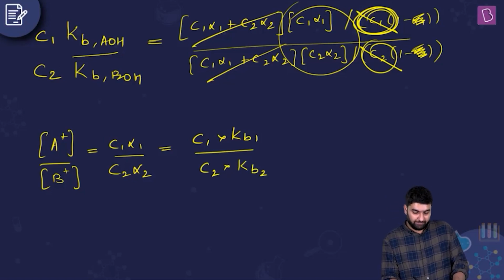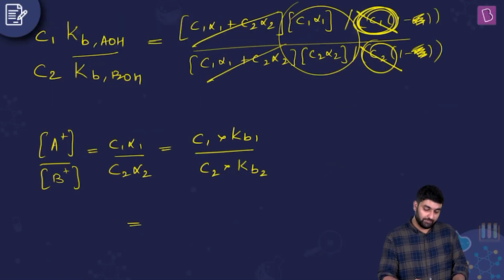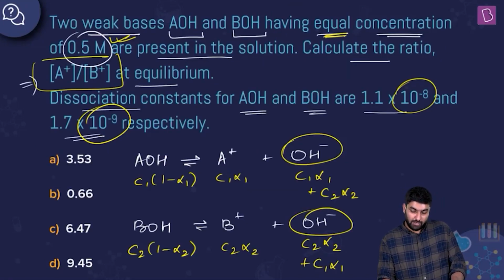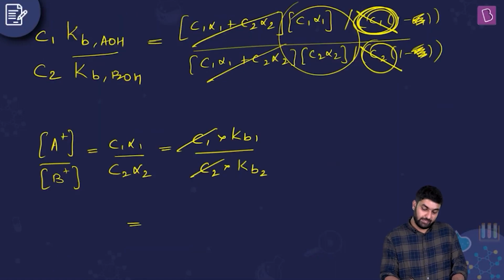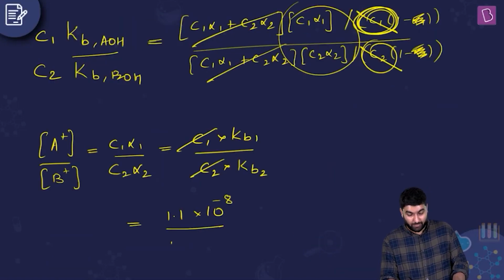And all that is left right now is basically to put the values. Further, equal concentrations are there. So C1 and C2 are same. So they can be further cancelled. And it is only a ratio of KB1 and KB2, which is 1.1 into 10 to the power minus 8 divided by 1.7 into 10 to the power minus 9. Okay, awesome.